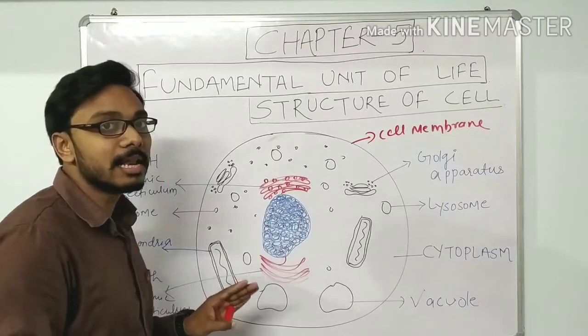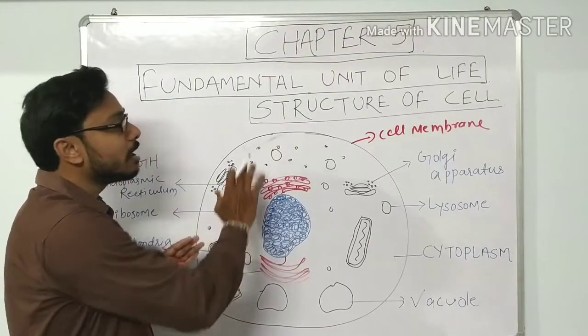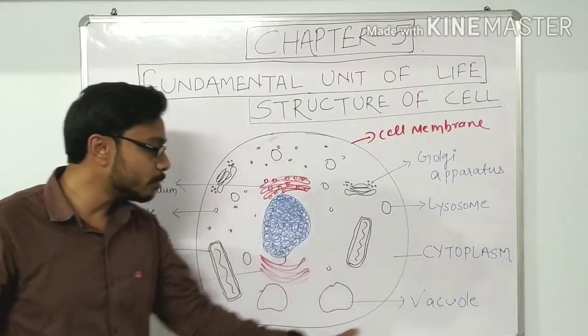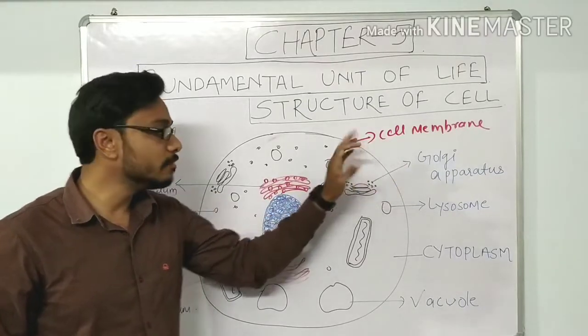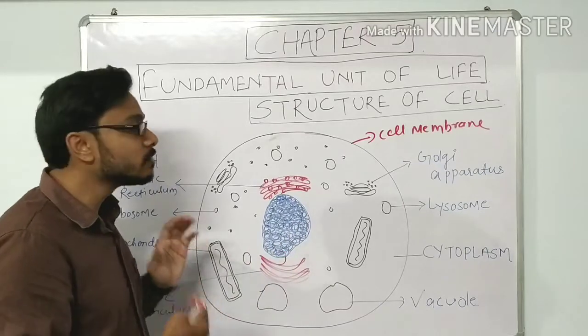This is the animal cell. We are not talking about the plant cell because the plant cell has a cell wall. We are talking about the animal cell. In this animal cell, the first and outermost layer, a thin layer, is known as the cell membrane, which covers the cell and provides structure and shape to the cell.